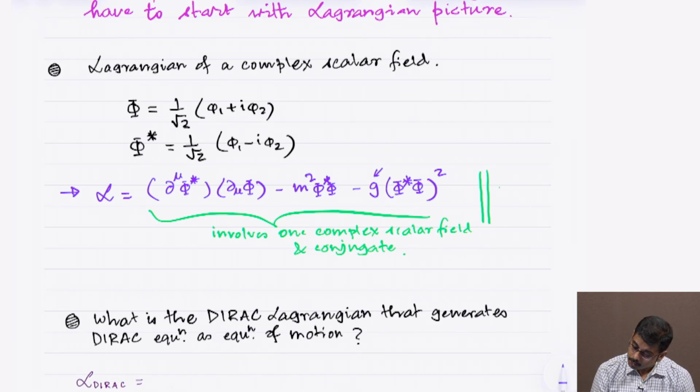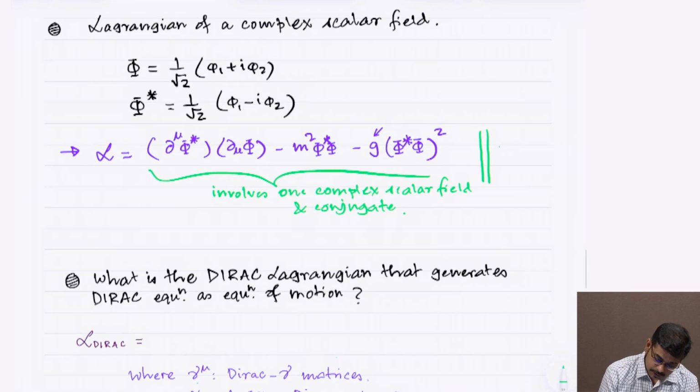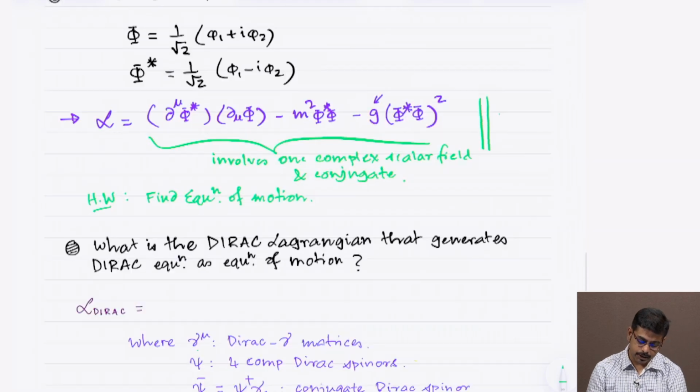Now, this will be a homework exercise for you to find the equation of motion. So, this is a homework exercise which you should do: find the equation of motion for this particular case using the Euler-Lagrange equation.